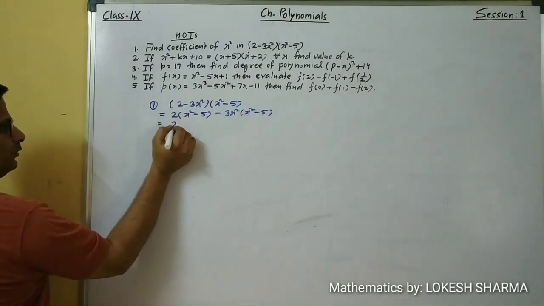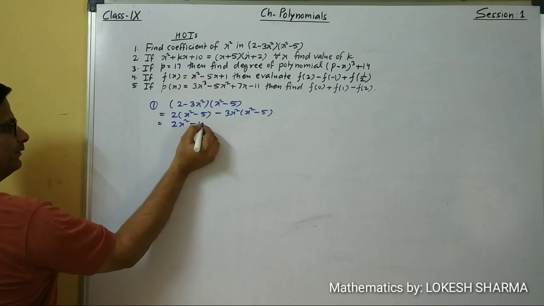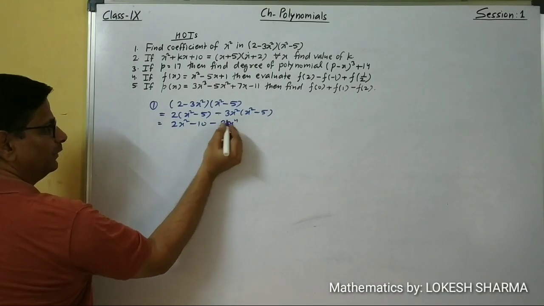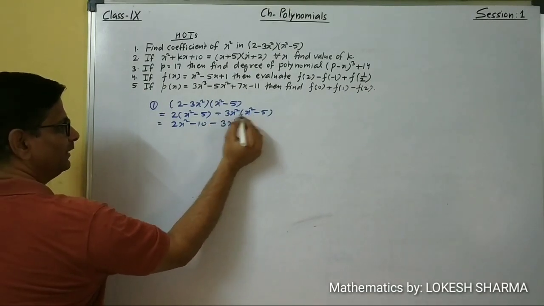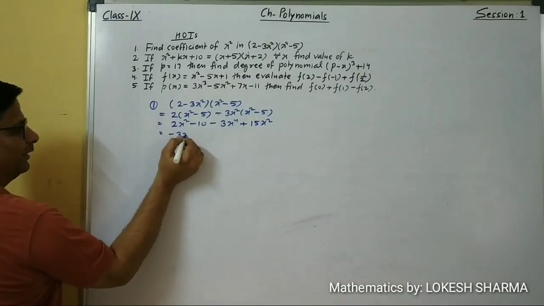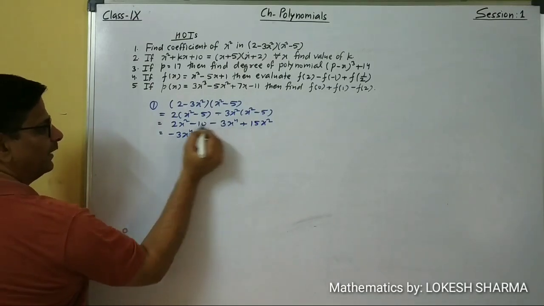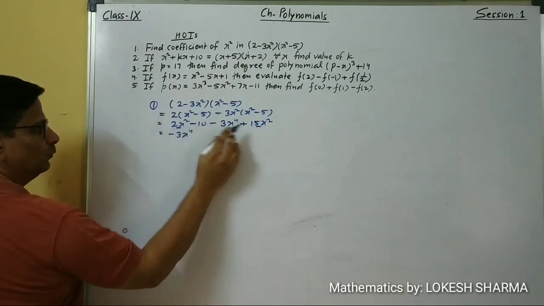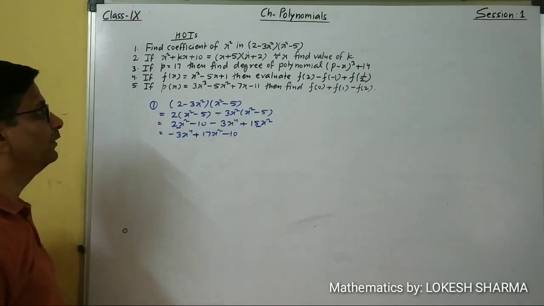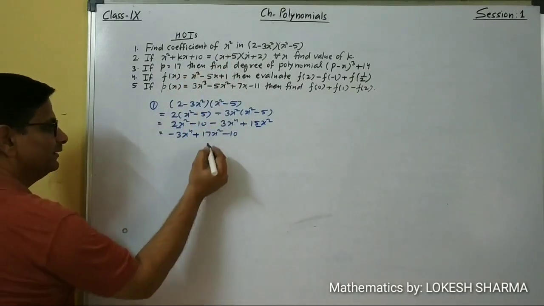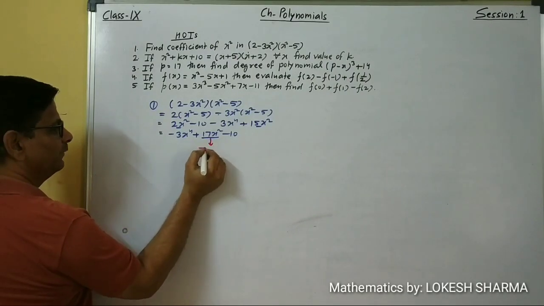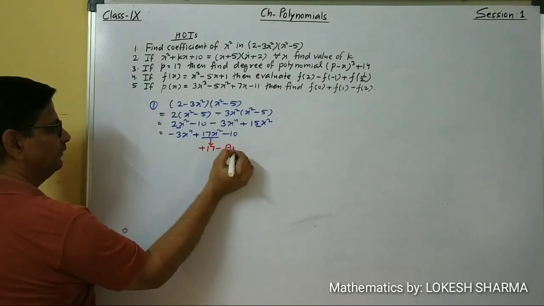2 into x square minus 5, and minus 3x square into x square minus 5. We will get 2x square, 2 times 5 is minus 10, then minus into plus is minus 3, both powers will be added so x to the power 4, again minus into minus is plus, 3 times 5 is 15x square. Okay, write in standard form: minus 3x to the power 4, and these two are like terms, so 2 plus 15, that is 17x square minus 10. We want the coefficient of x square, and this is the term of x square, and here the coefficient of x square is plus 17, so this is our answer.